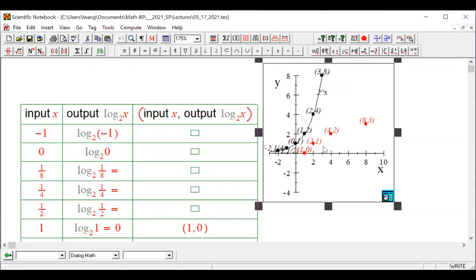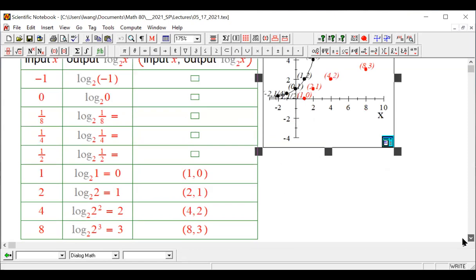You may like to see, hey, look at that. There's a 0, 1 on 2 to the power x, and on log base 2 x you have a 1, 0. Look at these points. Isn't that interesting? And of course, we're not done yet. We have 4 points already.